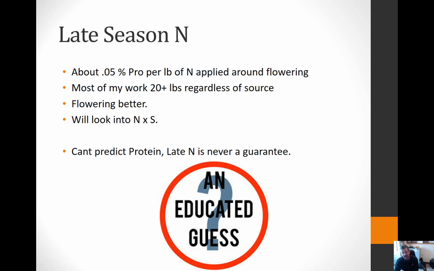If we are hot and dry during anthesis, walk away. Any nitrogen late, when it's hot and dry, will burn the crop. Don't do it. You don't need it, by the way, because remember on those earlier slides, when you're hot and dry, it's going to be a high protein year.